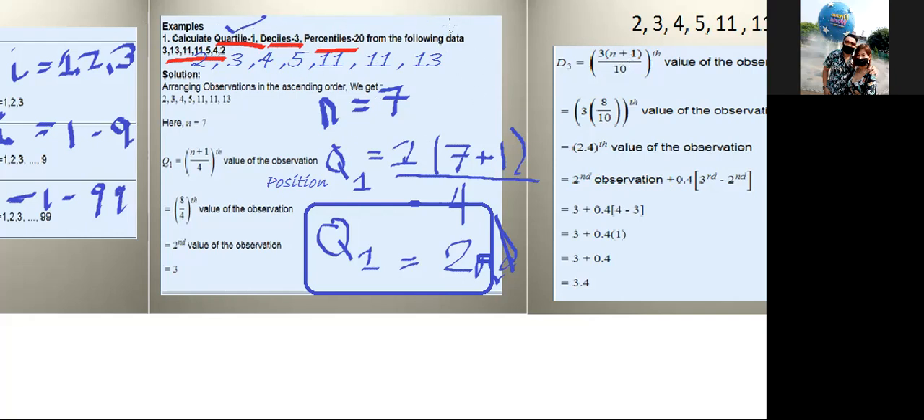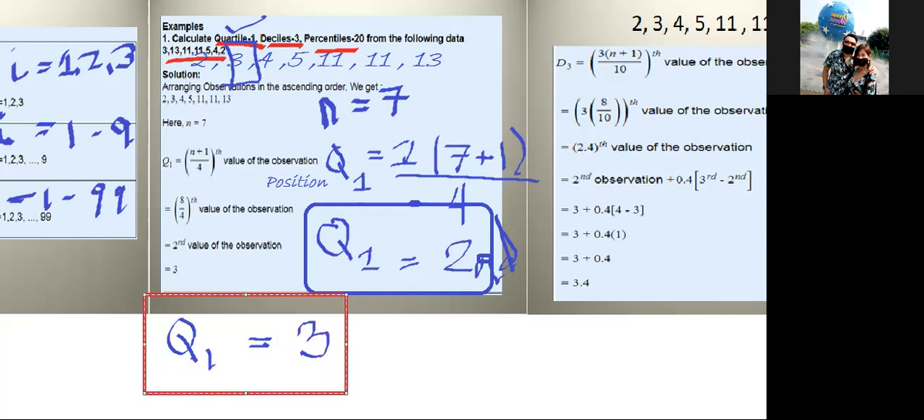So what is the second number? The second number from the arranged data is 3. Thus that is our first quartile. And then this will be your final answer. There you go.